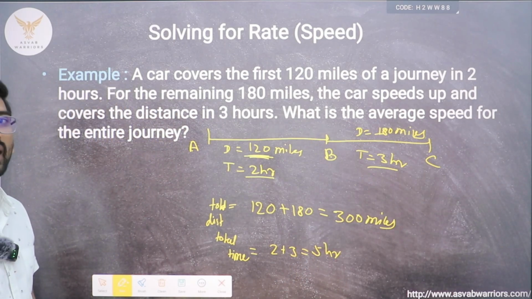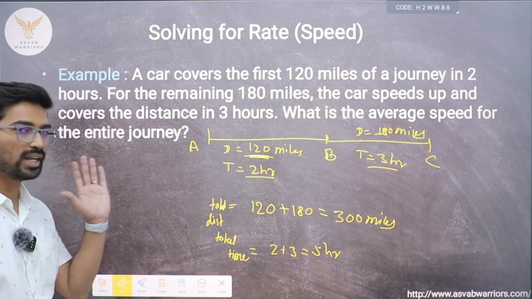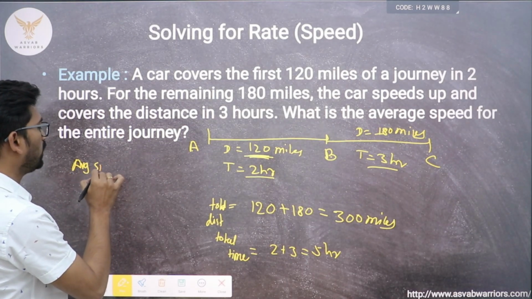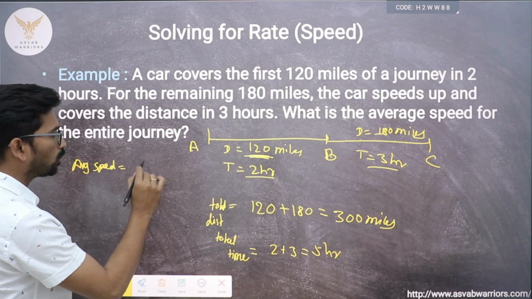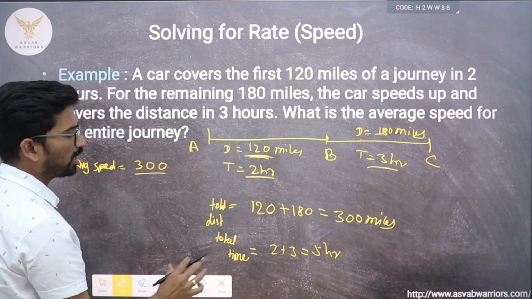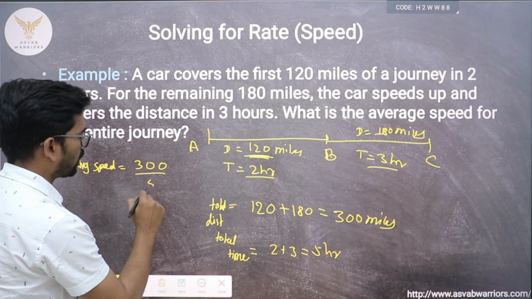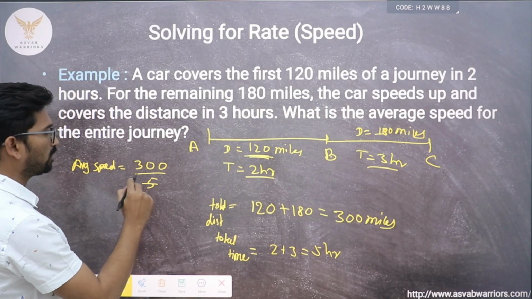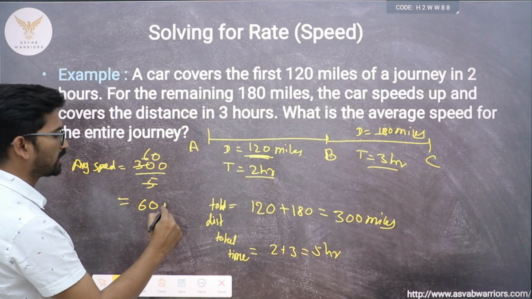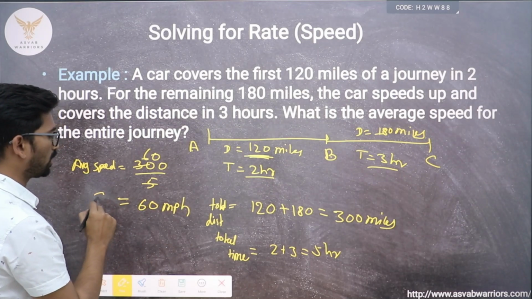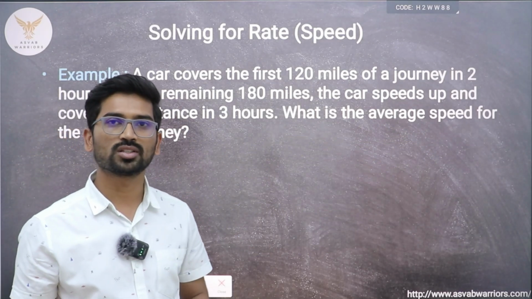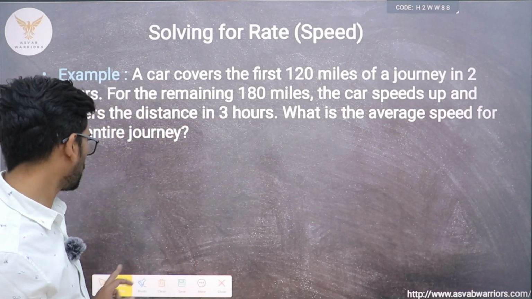And we need to calculate the average speed of the entire journey. So the average speed will be equal to total distance covered, which is 300 miles, divided by total time taken, which is 5 hours. So 5 sixes are 30 and this 0 as it is. So we will get 60 miles per hour as the average speed. I hope you understood this question. Now let's see another example.